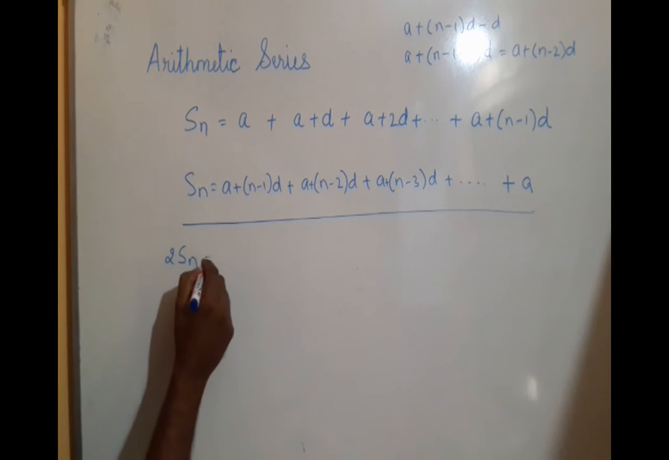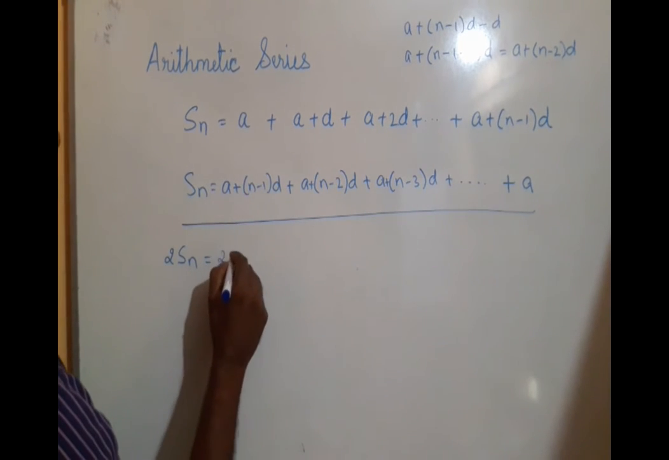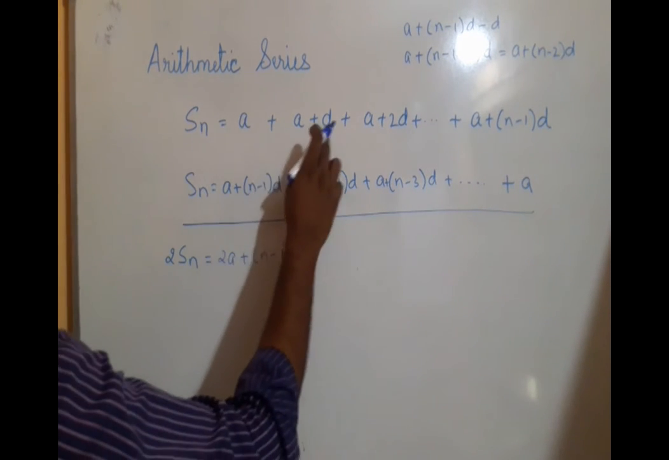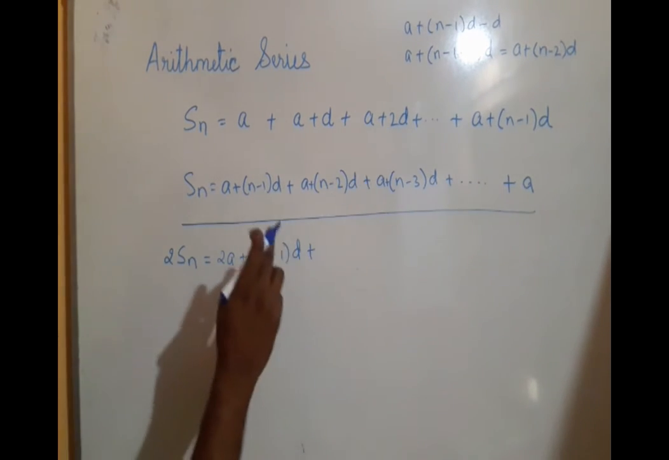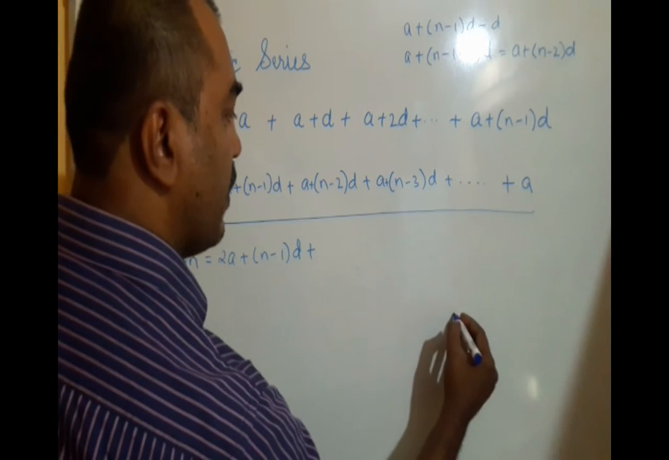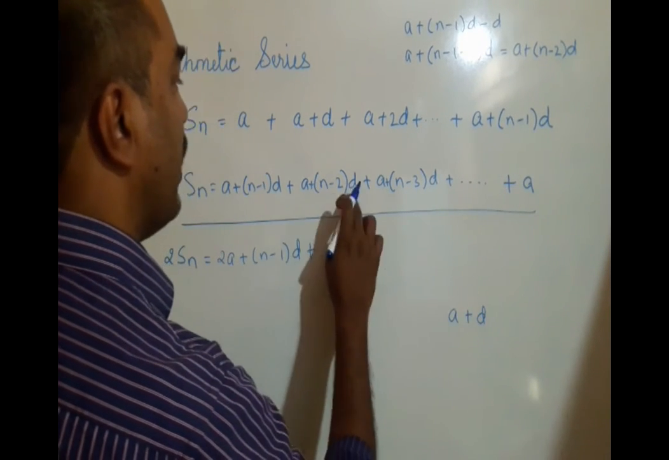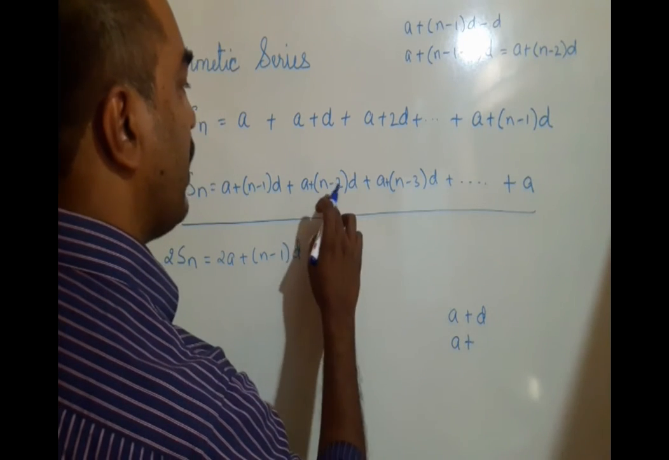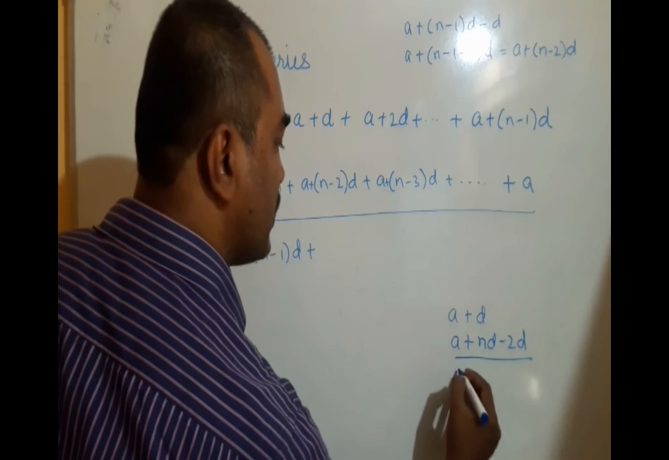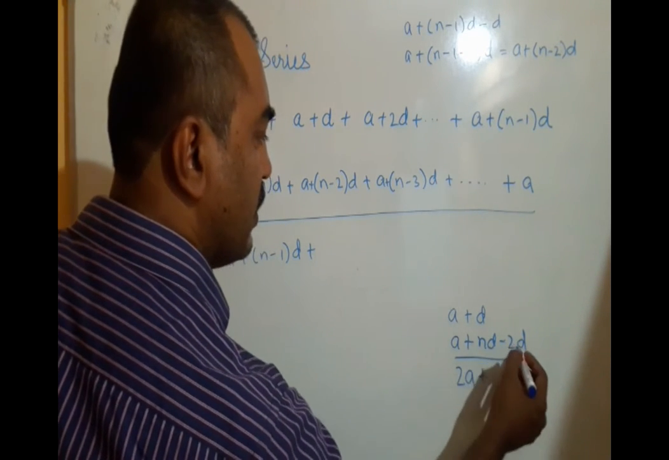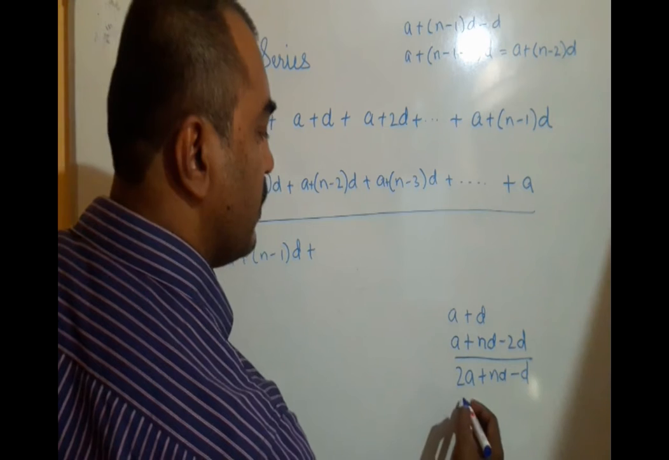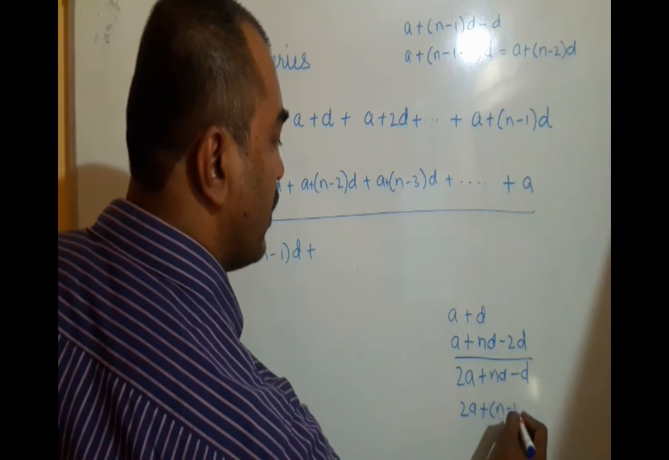So we get 2Sn. Now what is a plus a? 2a plus n minus 1d. Again, add a plus d to this. So let us see what we will get when we add. Sorry, I'll do it separately. I've got a plus d. To that I have to add this term. So I'll write a, open the bracket, nd minus 2d. So I have a plus a, 2a plus nd. And what is minus 2 plus 1? Is minus d. So I have 2a plus n minus 1d.